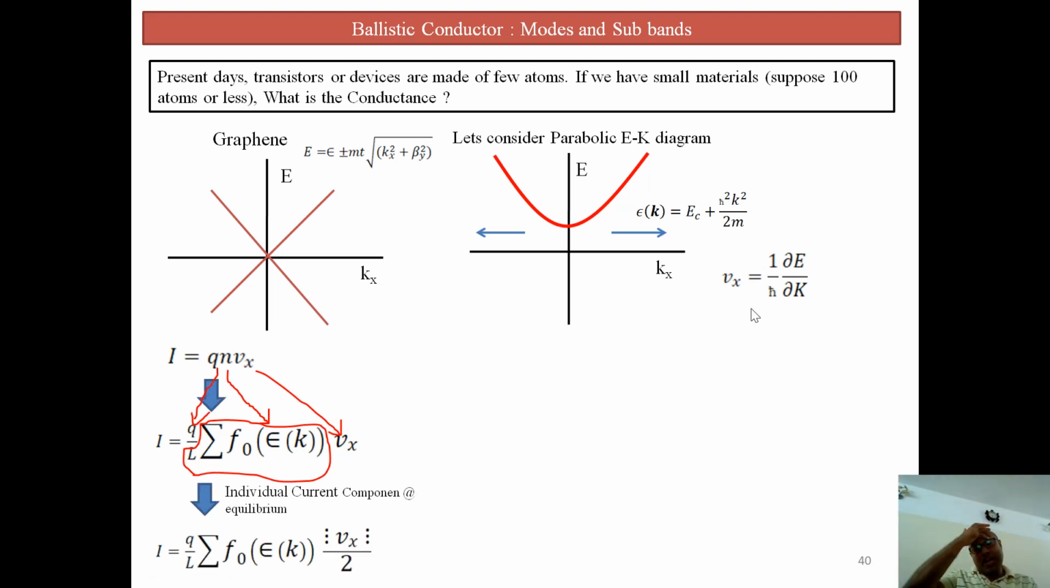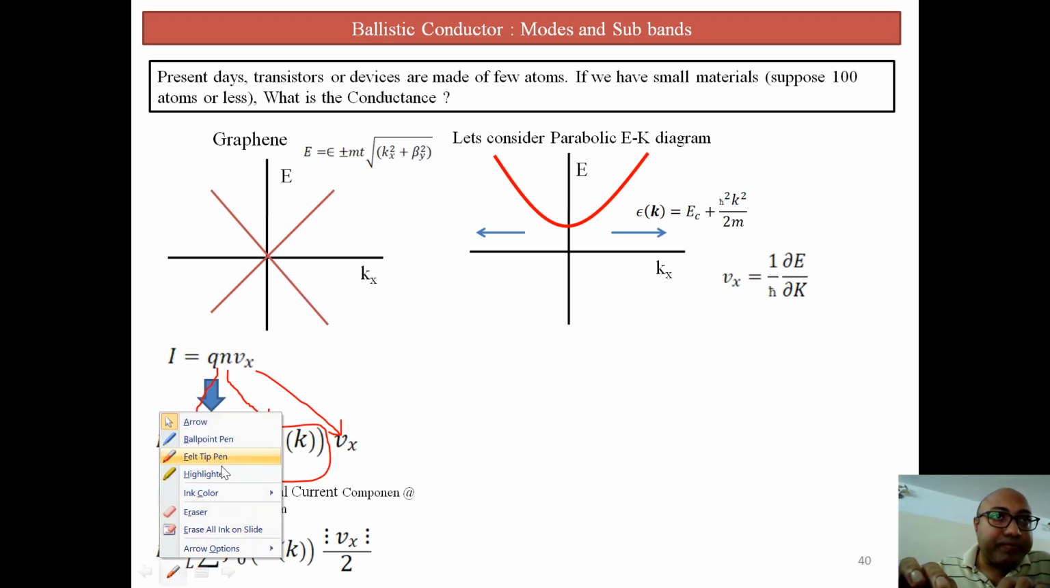Here you need to have some discussion. We have an E-k diagram. Just follow my cursor. It has a positive slope here and a negative slope there. So it looks like that.